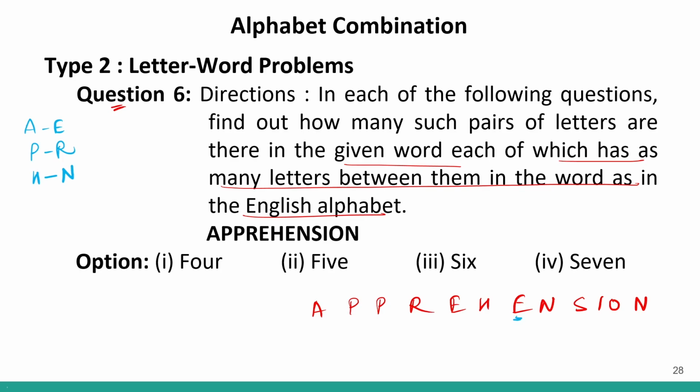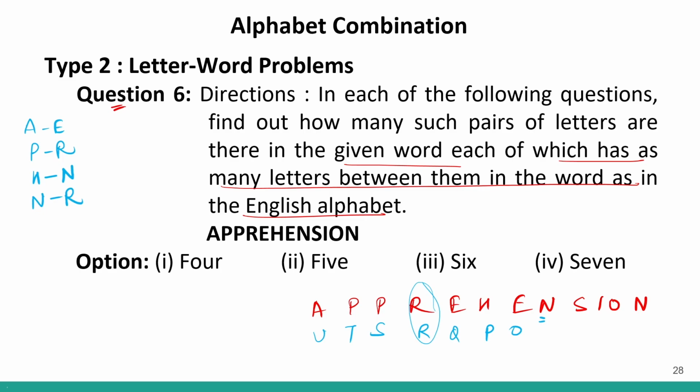After E, we have F, G, H, I, J, K. Similarly, F, G, H, I, J. Nothing is common. We will move on to N. After N, we have O, P, Q, R, S, T, U. So now I can see one common, that is R. So next pair will be N, R.